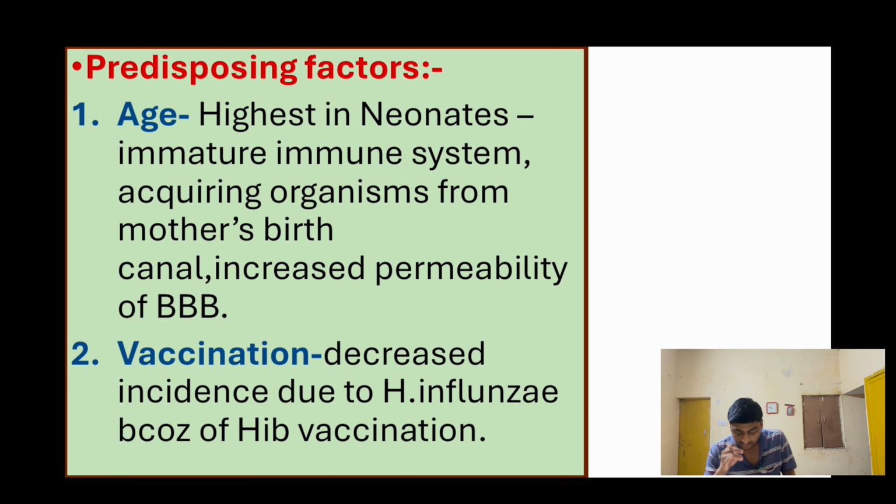Second factor, we have the vaccination. Now we can see the incidence of meningitis due to Haemophilus influenzae is decreased nowadays. So why it is decreased? It is decreased because of Hib vaccination. So because of the Hib vaccination, the incidence of meningitis due to Haemophilus influenzae is decreased. So it is the second predisposing factor.